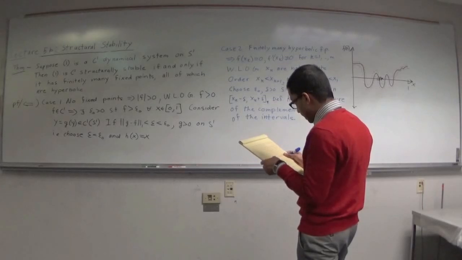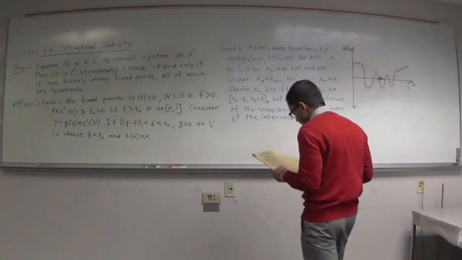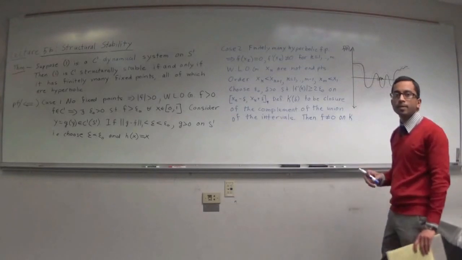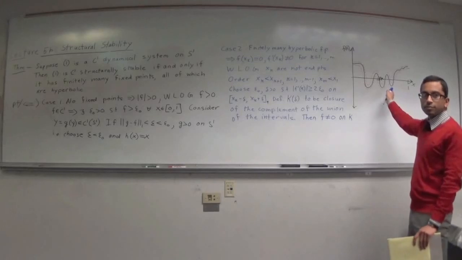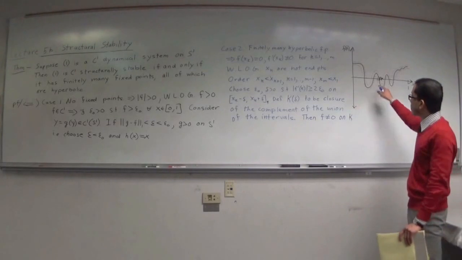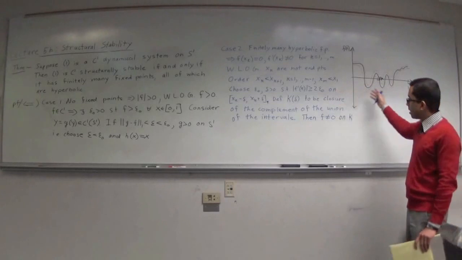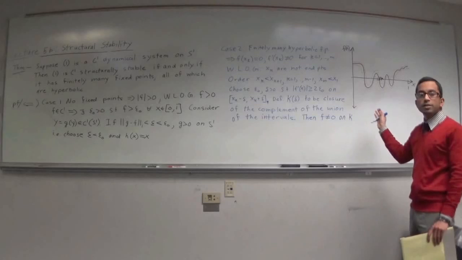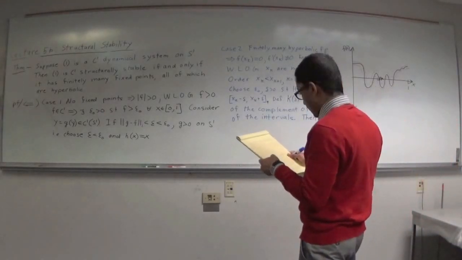So then f does not equal 0 on kappa. If I want kappa to be all the points that aren't in these intervals, then clearly f of x is not going to be a fixed point there. So we're not going to have a fixed point on kappa, and f is not equal to 0 on kappa. Kappa is everywhere that's away from the fixed points.